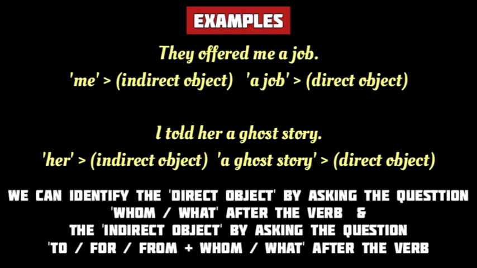Now here in the first example, they offered me a job. Offered is a ditransitive verb which has the indirect object me and the direct object a job. The indirect object is generally a living being or a human being, while the direct object is usually a non-living being. In the sentence, I told her a ghost story. Told is a ditransitive verb and its indirect object is her and direct object is a ghost story.